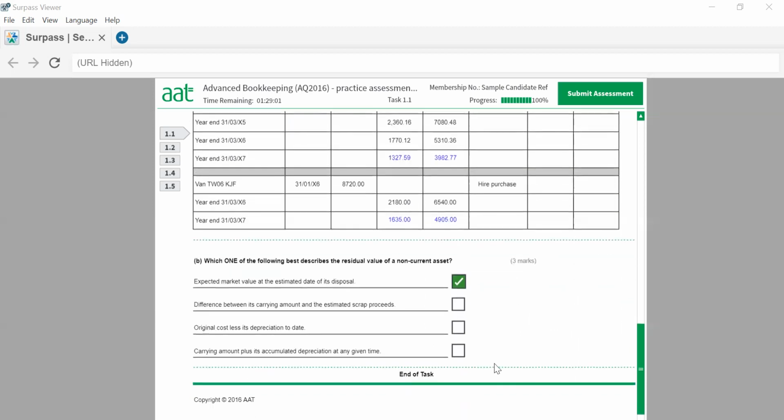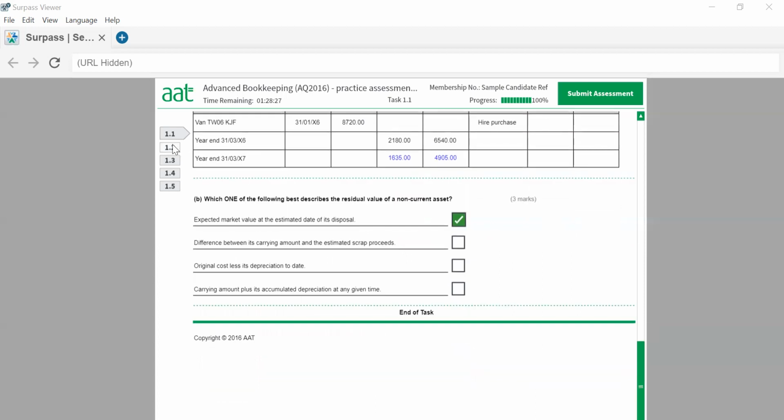Next, it says, which of the following best describes the residual value of the non-current assets? So that's basically what you're going to get for it at the end of the period. It says expected market value at the estimated date of disposal. So the residual value is the value before you dispose of it, isn't it? You tend to take that off when you're working out the depreciation, if you are given a residual value. So cost minus residual value over the time.